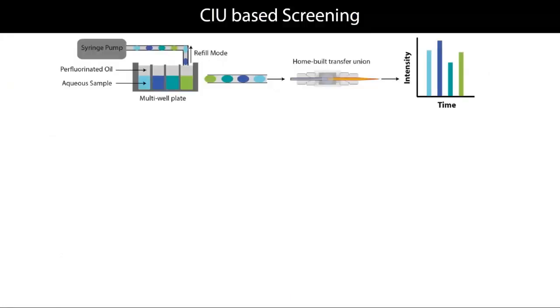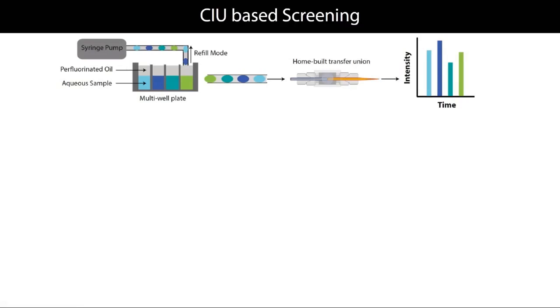All right, so the last vignette I want to show you is based around our recent results that are focusing on making a CIU screening-based methodology. For this experiment, we're focusing on some small molecule screening applications. The key challenge here, of course, is to come up with a methodology that we can use to introduce samples very, very quickly to the instrument.